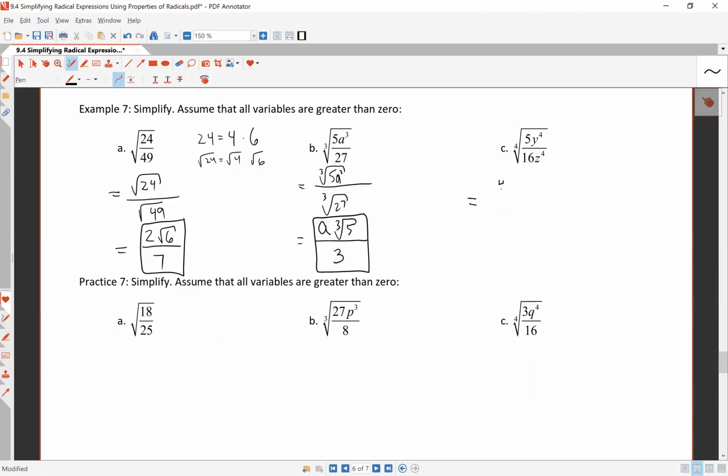Letter C, fourth root. We'll take the fourth root of 5y to the fourth, divided by the fourth root of 16z to the fourth. 5 is not a perfect fourth power, so it'll stay underneath. But the y to the fourth, 4 divided by 4 is 1. The denominator, fourth root of 16, is 2. And z to the fourth, 4 divided by 4 is 1, so all of those z's come out.